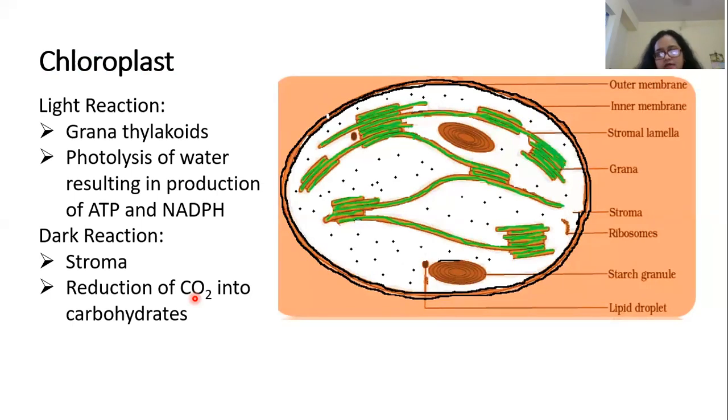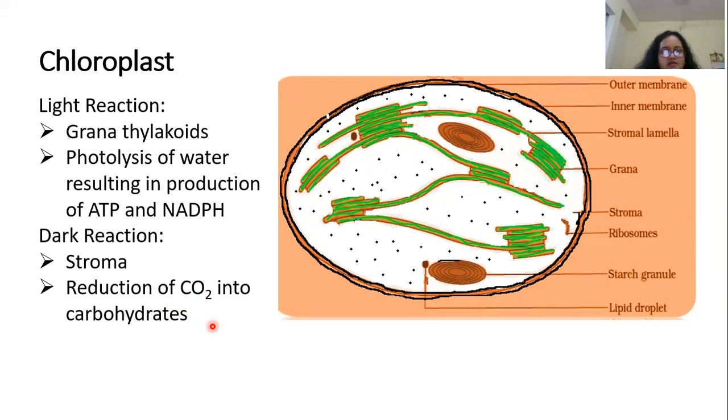The dark reaction occurs in the stroma. Stroma, as already said, is a granular matrix inside the chloroplast, and in that stroma, reduction of carbon dioxide into the carbohydrates takes place. So these two main reactions are the part of photosynthesis which generally takes place in the chloroplast.